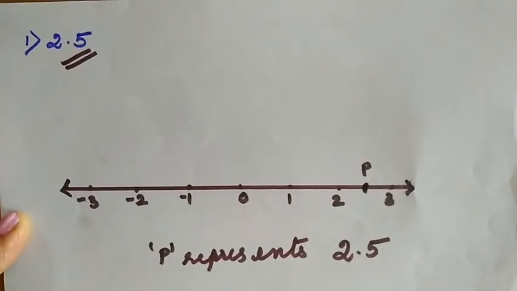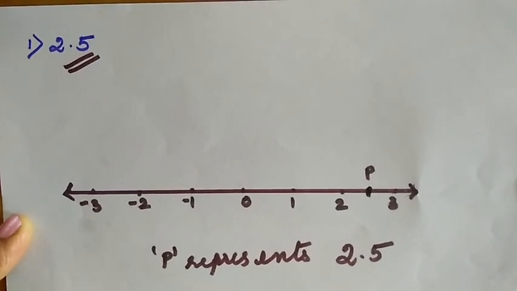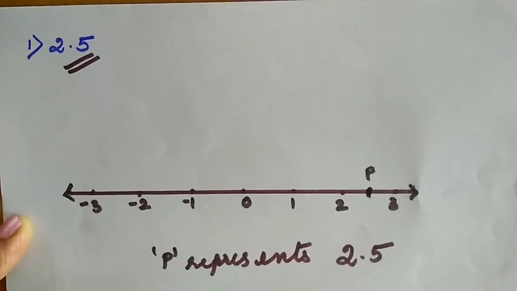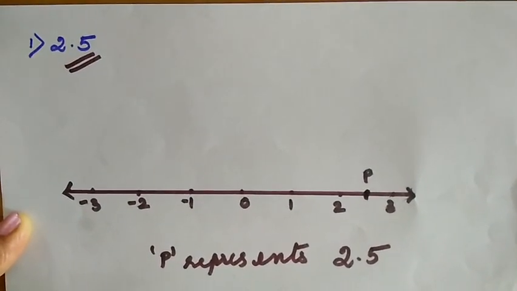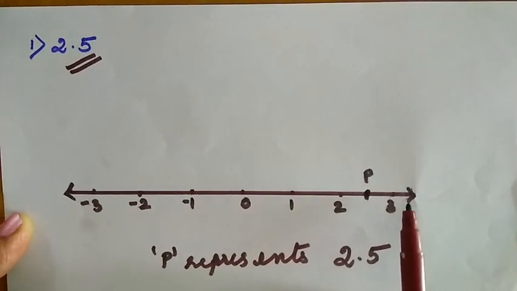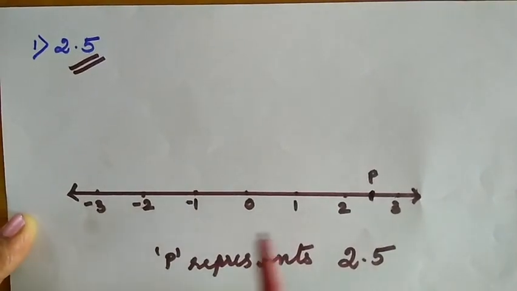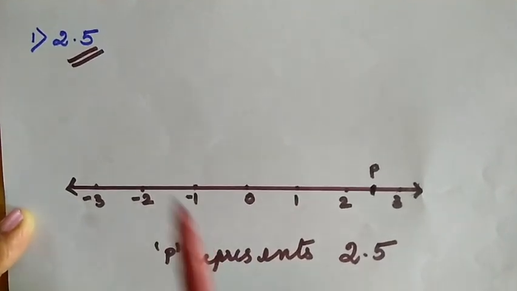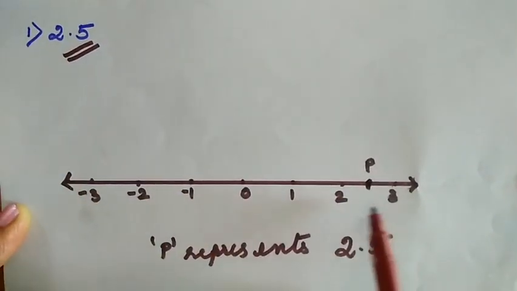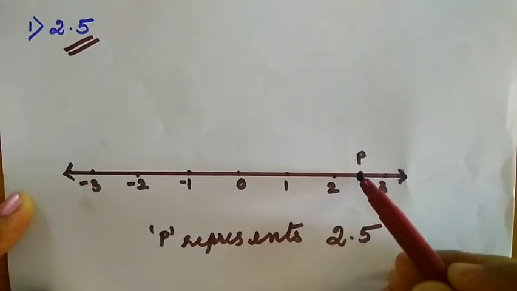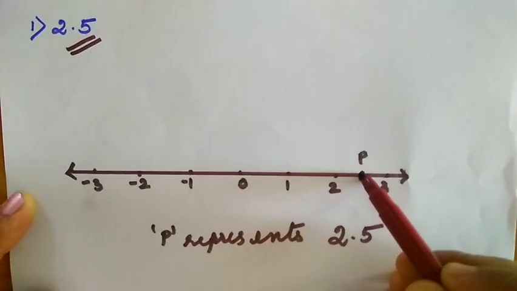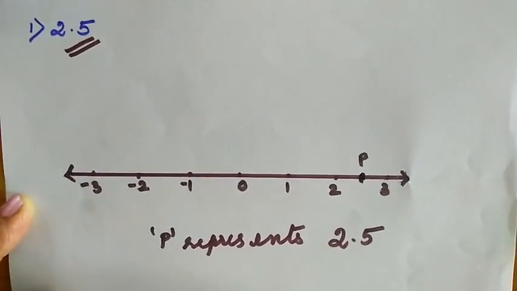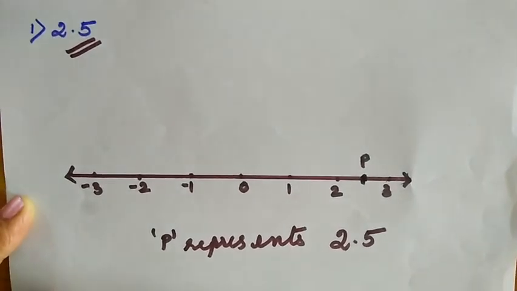I am starting this concept with a very small example. The question is 2.5. In lower classes itself you have learned how to represent 2.5 on the number line. First we will draw the number line. 1 centimeter equal width we will take. Mark 0. Right side positive numbers, left side negative numbers. 2.5 is the number which lies between 2 and 3. So I'll take the halfway of 2 and 3, that is P. P represents 2.5. This is a very common example, just a revision of what you have studied in the last year.